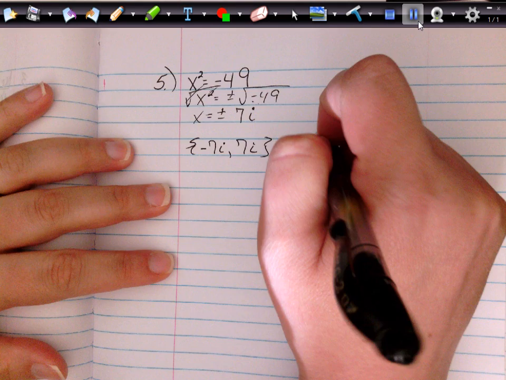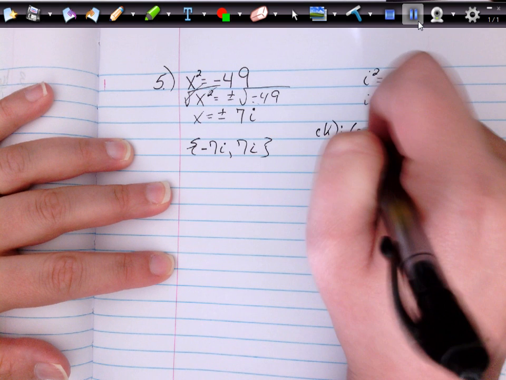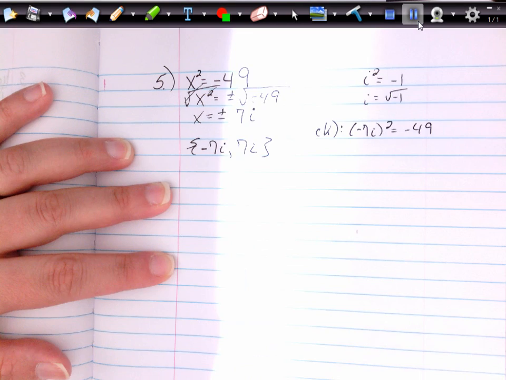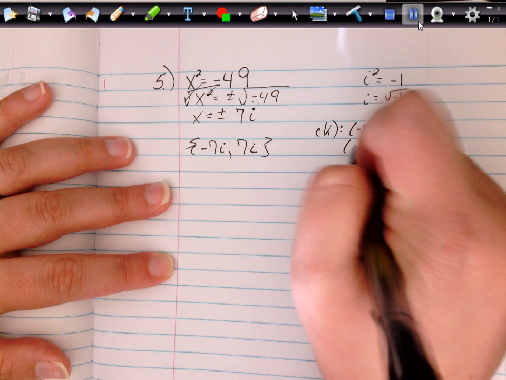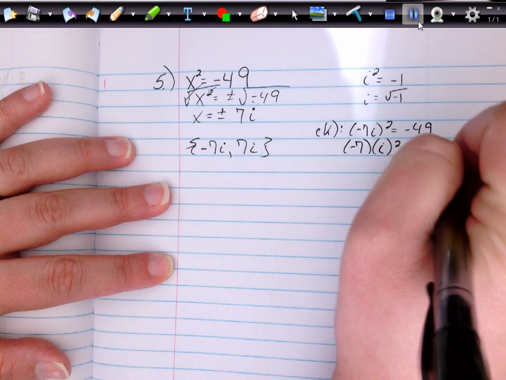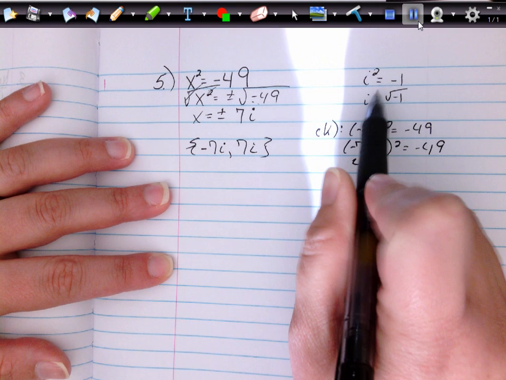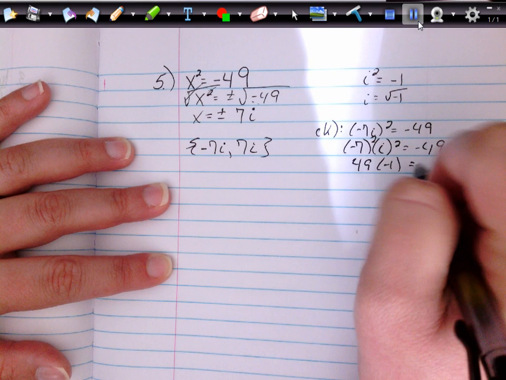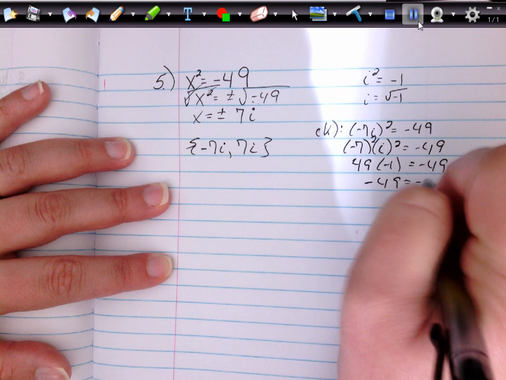Okay, let's look at the check for this one. If I have negative 7i squared equals negative 49, then here, if I square the negative 7 and I square the i, 7 squared is a positive 49, but i squared, one of our things with imaginary numbers, if you square the i, you get a negative 1. So 49 times negative 1 is negative 49.